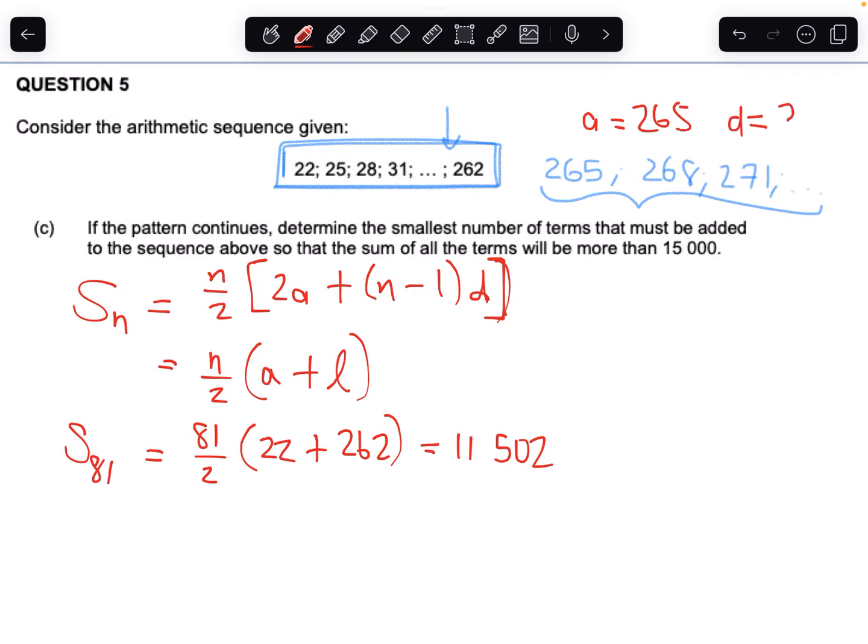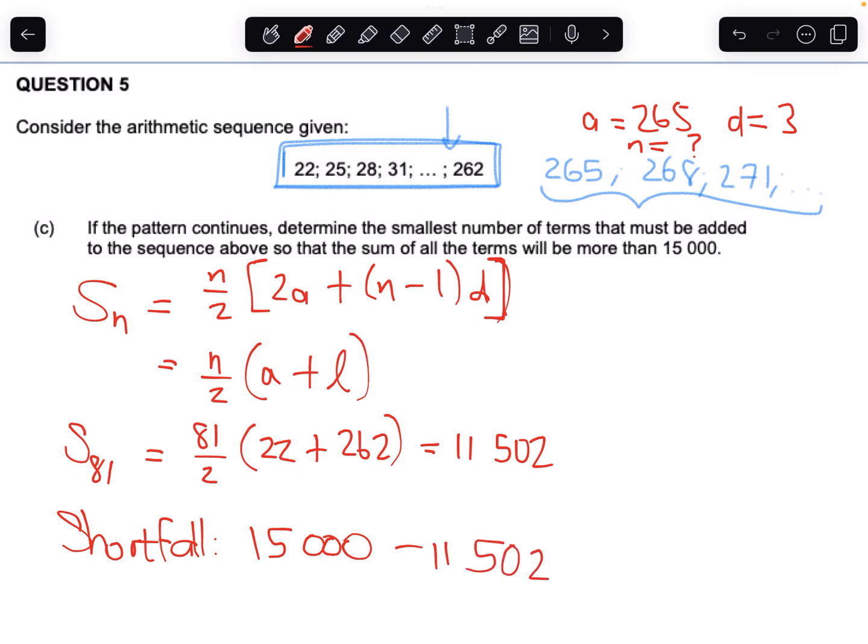Then we could try to figure out, for a sequence with a equal to 265 and d equal to 3, how many terms I need in order to cover this shortfall. The shortfall is 15,000 minus 11,502, which will be 3,498. So how many of these terms do I need in order to sum up to 3,498? That's one way we could do it.